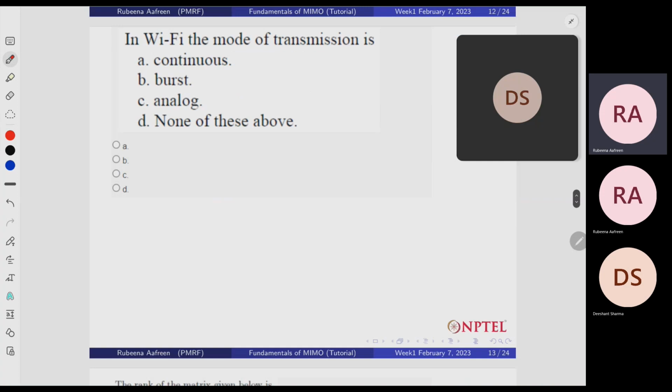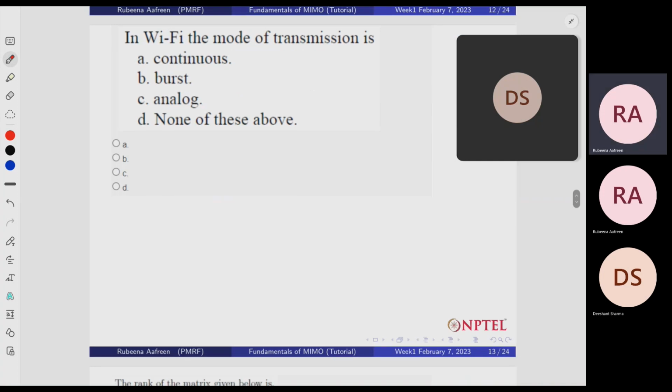Moving on to the next question. For Wi-Fi, the mode of transmission is... So for Wi-Fi, what happens is that the data is transmitted and received in packets. So it is like some data is there, there's some header, and then there will be some data.